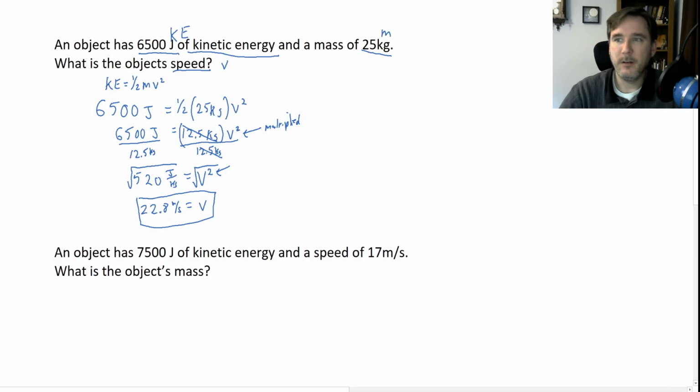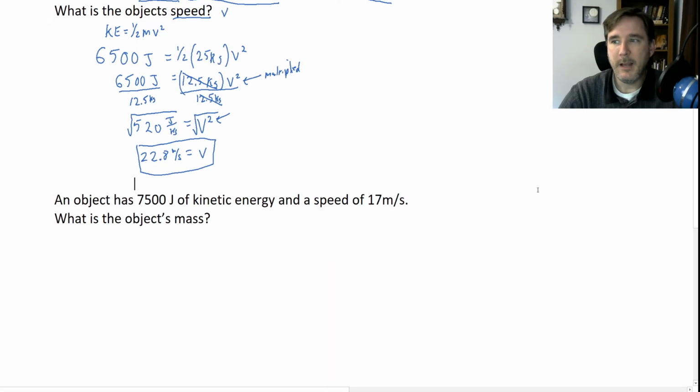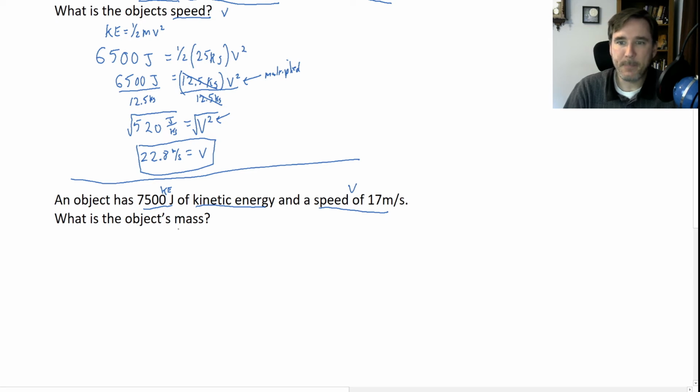For my next part, I'm going to scroll down a little bit. I have an object ahead. Let's just undo that. So I have an object with 7,500 joules of also kinetic energy. And this one has a speed. So let me just mark this down. This is my kinetic energy. This is a brand new problem. And it has a speed, a velocity of 17 meters per second. It wants to know the object's mass, which is m.